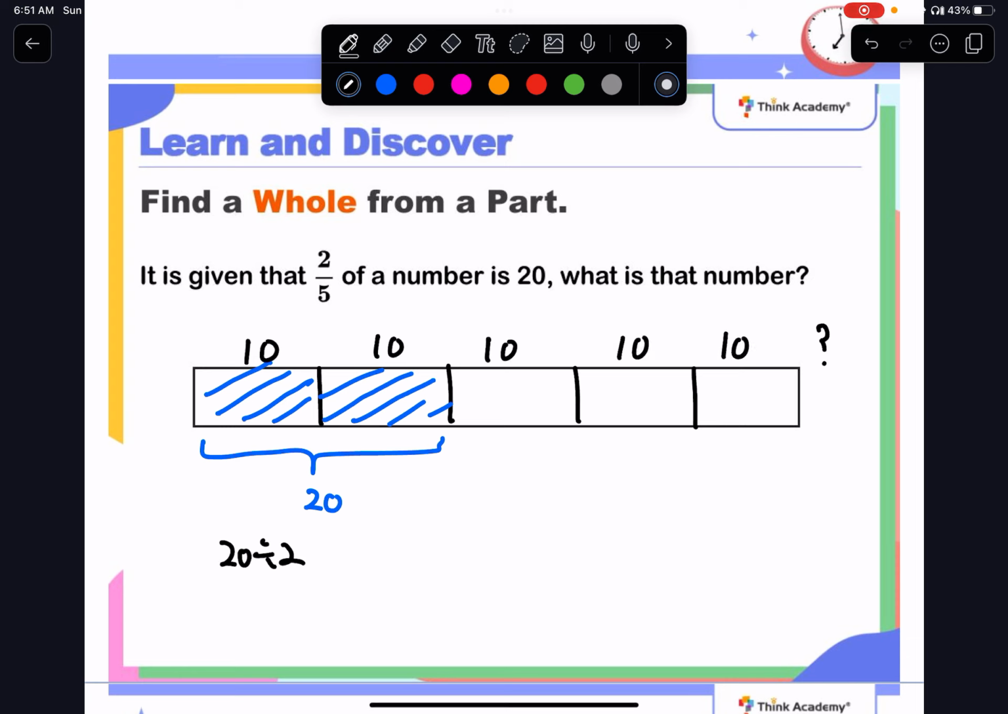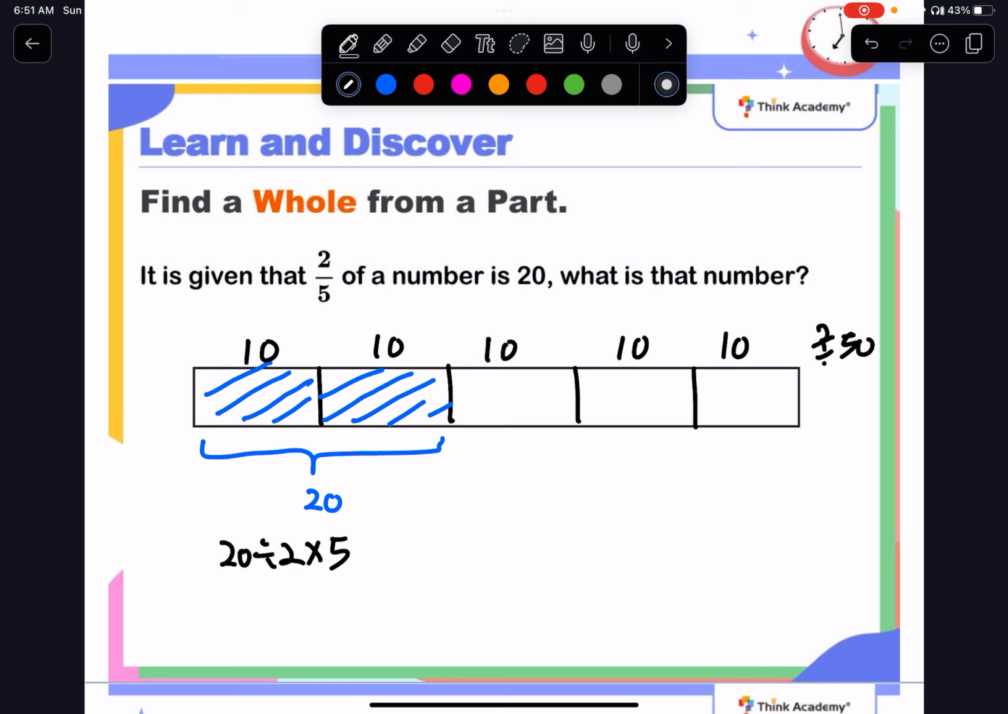So how many parts are there in total? 5 parts. So I can multiply it by 5, right? After that, we can find out the answer. The answer is basically 50. 50 is the number, right? So this is the bar model.